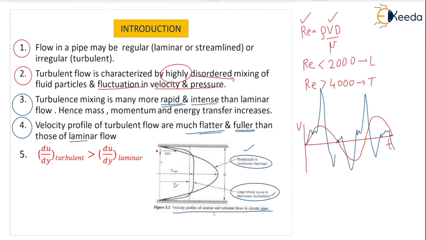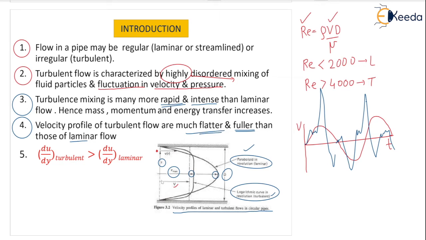Velocity profile of laminar and turbulent flow both in the circular pipe. D is the diameter of the pipe. V is the maximum velocity which is at the center line. We know that, and that is applicable to both laminar and turbulent. You can see one arrow mark here, one arrow mark here. Correct. And R is the distance of the point from the center line.